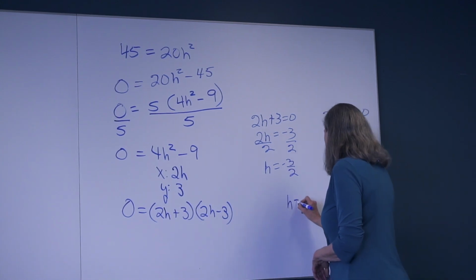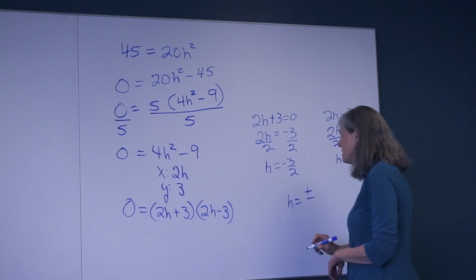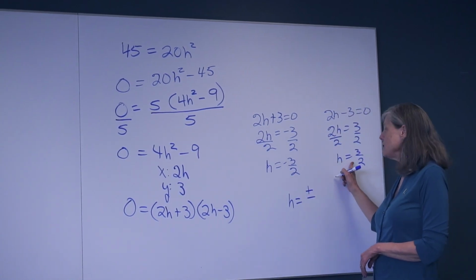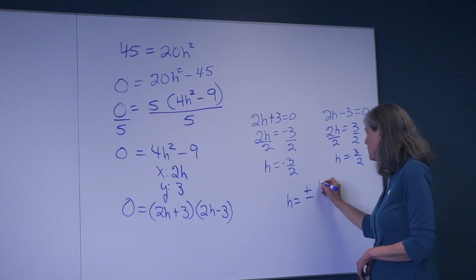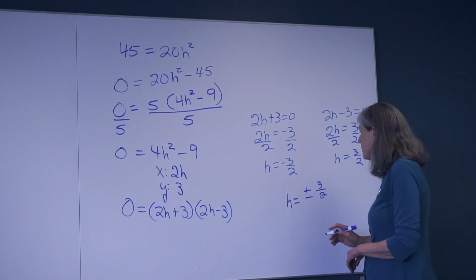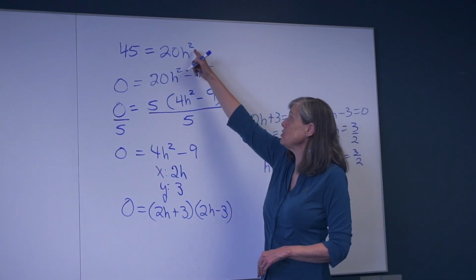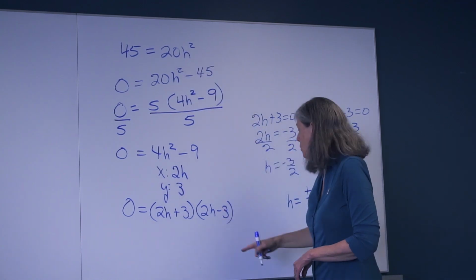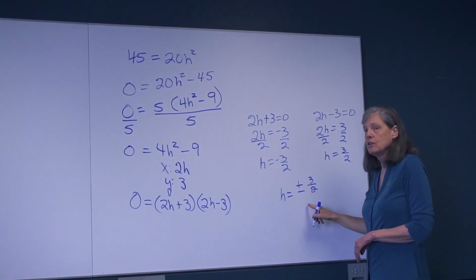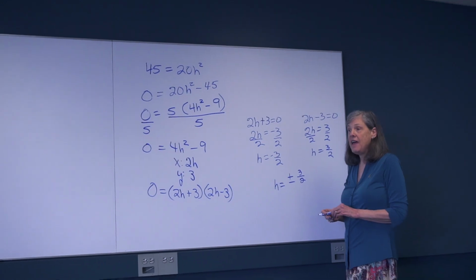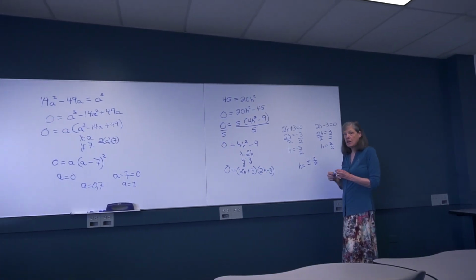And so my final answer is h equals plus or minus 3/2. And how many answers was I expecting? 2. How many did I get? 2. And that is the end of factoring.